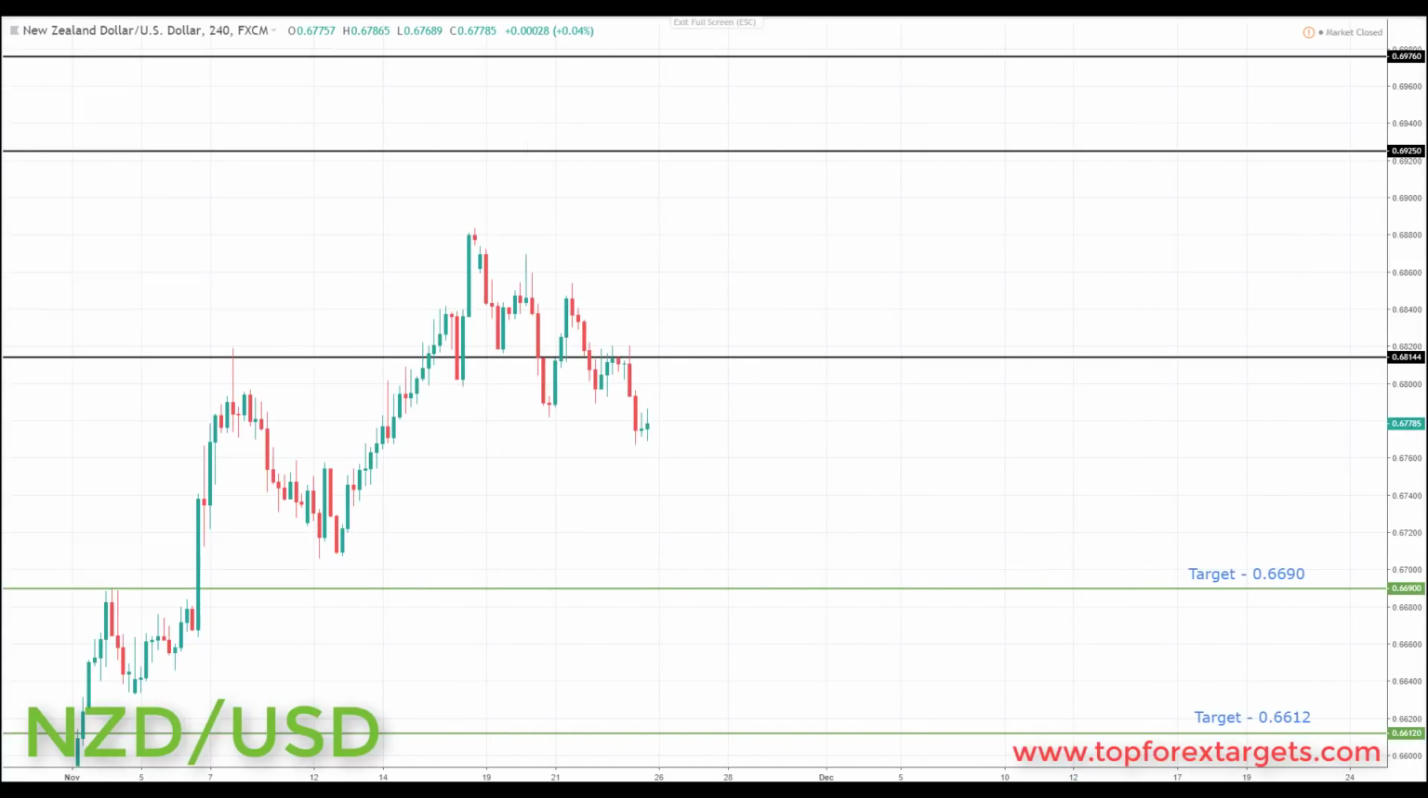So next pair we're going to look at is New Zealand dollar US dollar. Now we start the week below a key area of broken support from the past, looking to turn resistance at 0.68144. If we can get a pullback, and preferably a retest of broken support, turning resistance at the 0.68144, this is going to be the best place to start to look for bearish formations and patterns.